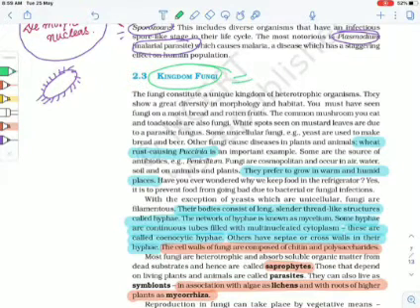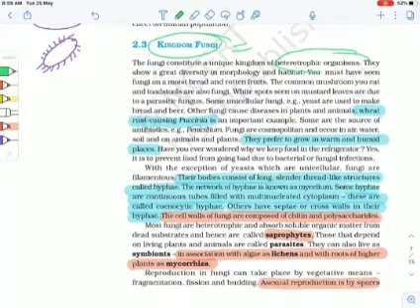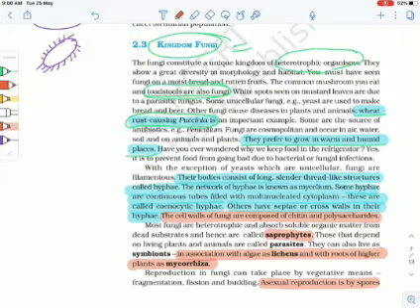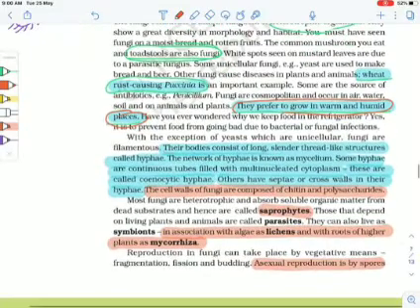Now, kingdom Fungi. This is one of the important kingdoms among these. Fungi are heterotrophic organisms. They are also saprophytic. The toadstools are also fungi. Remember, wheat rust is caused by Puccinia. They prefer to grow in warm and humid places. Remember, fungi prefer to grow in warm and humid places.